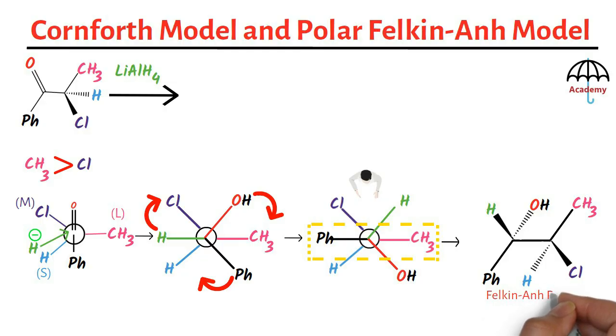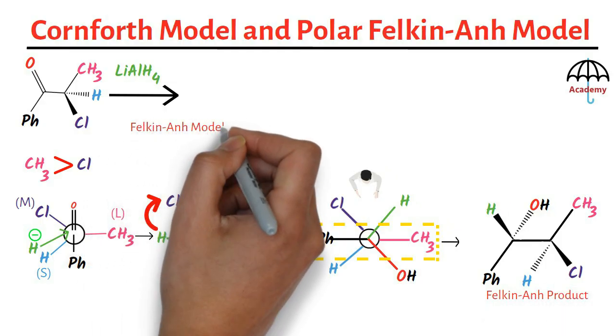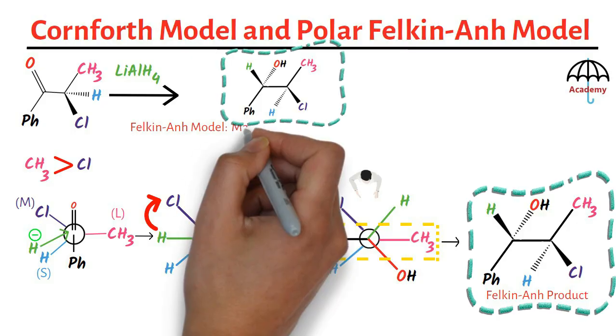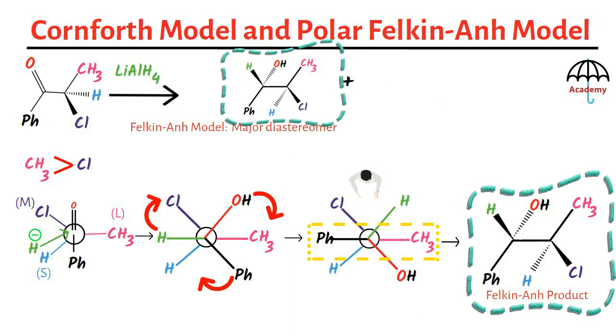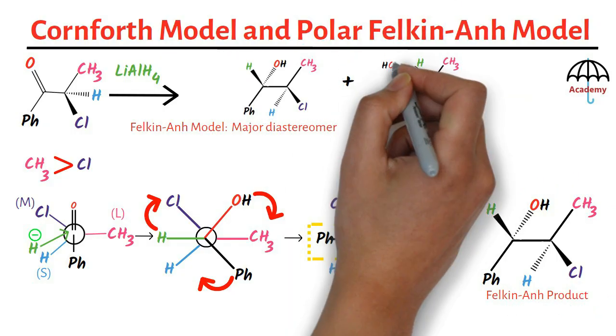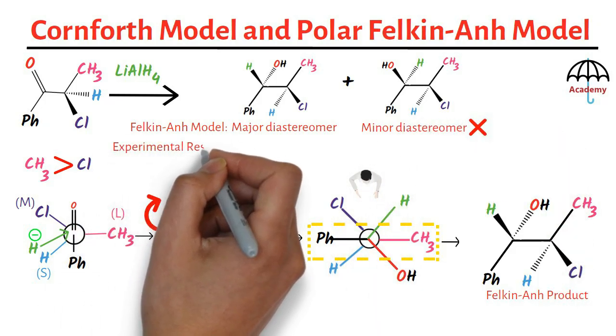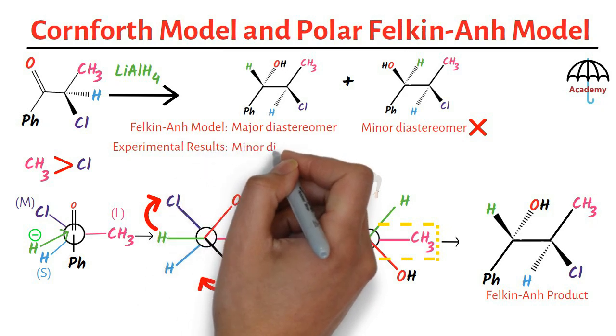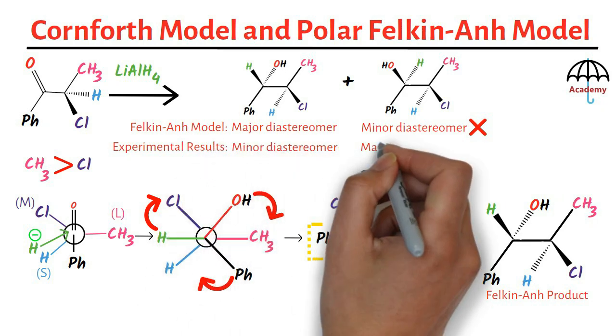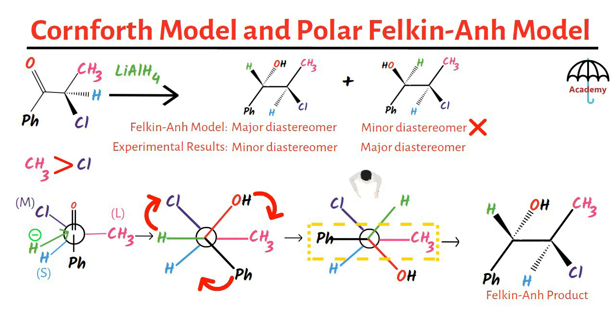This we call as Felkin-Anh product. Thus, as per Felkin-Anh model, this should be major diastereomer expected. And this should be minor diastereomer. However, this was not observed. And to our surprise, the experimental results showed that this is minor diastereomer and this is major diastereomer formed in such reactions. In fact, the product ratio was found to be 1:3.